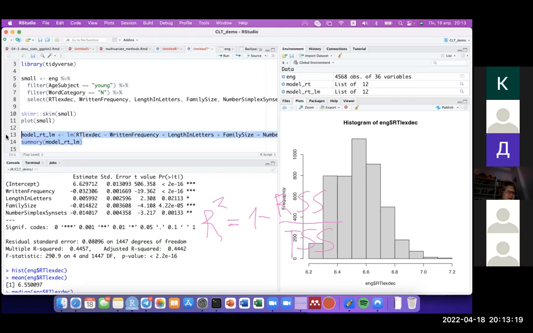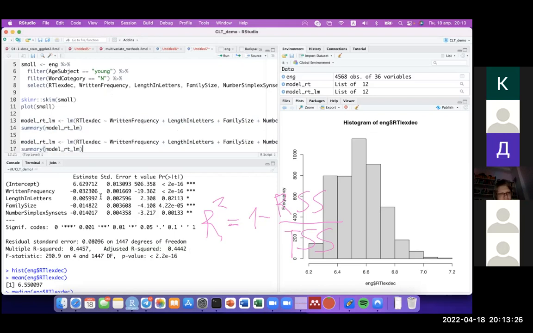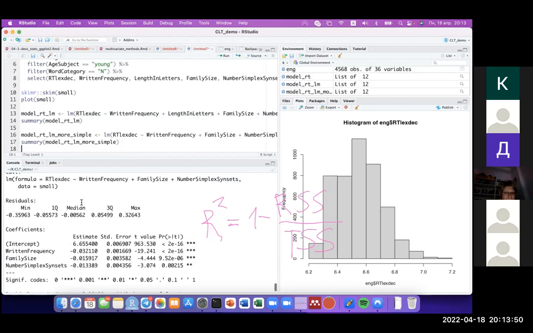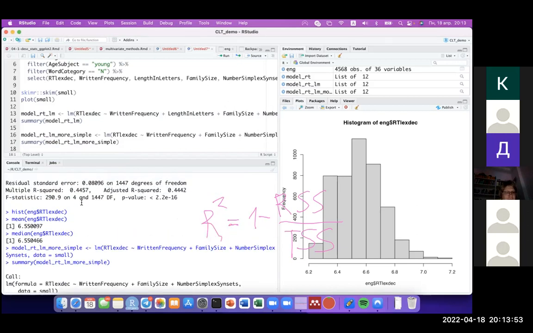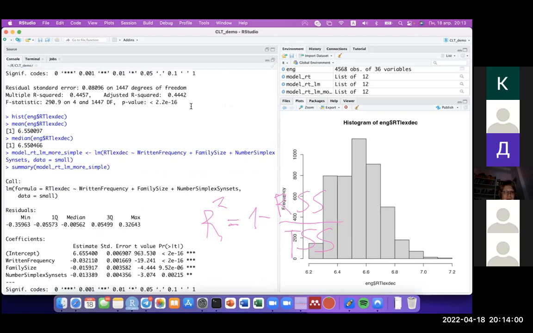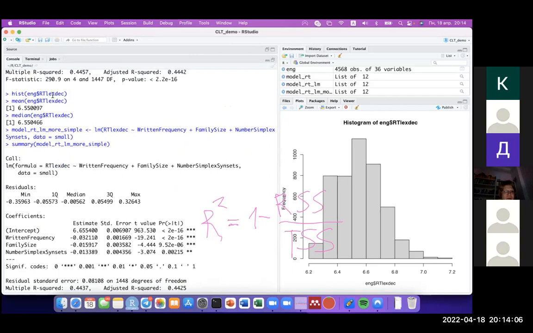For example, let's create another model. We had this somewhat bad length in letters predictor. Let's delete it. Let's call it more simple, and we delete this predictor here. And let's get a summary for the more simple model. And you can see an interesting thing. Let me show you that. Comparing, now you can see both values.